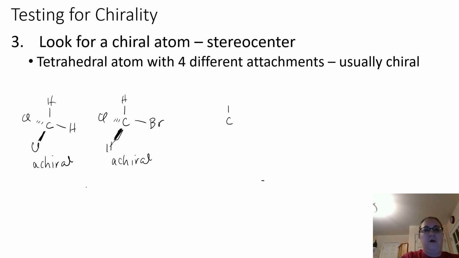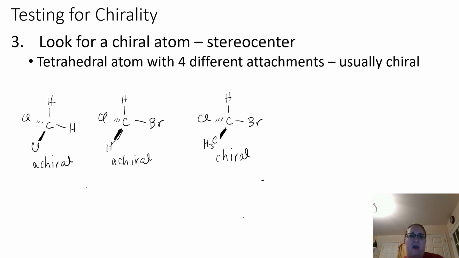So let's look at one more example. Let's keep a bromine and a chlorine on there, but this time let's put a methyl group on there in place of one of the hydrogens. So now you'll notice that this carbon atom has 4 different attachments on it. Those 4 different attachments are going to make it chiral. It is a chiral center, so it will make this structure chiral. If I draw the mirror image, it will have a non-superimposable mirror image.